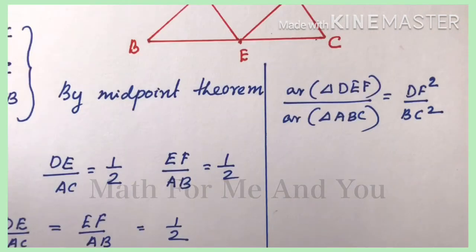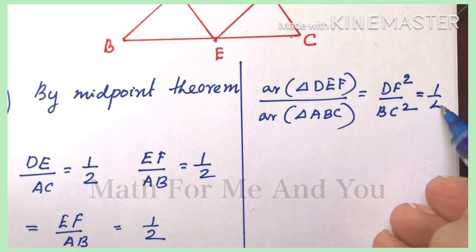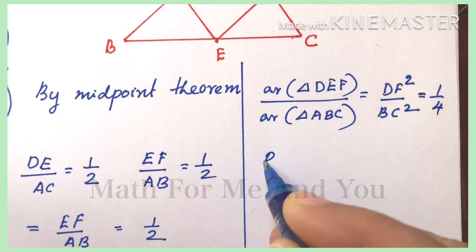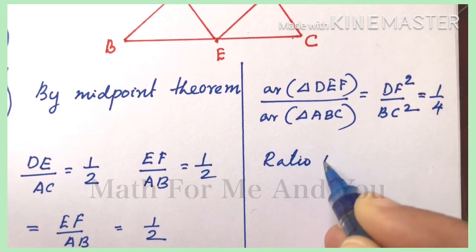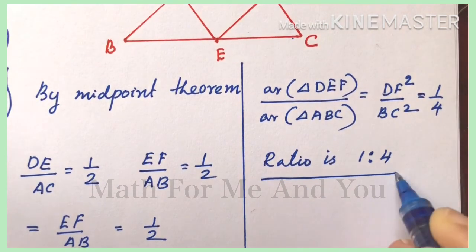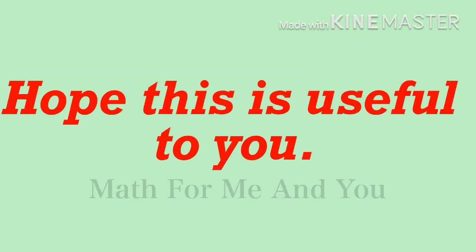They are similar. So by the theorem we can write area of triangle DEF by area of triangle ABC equals DF square by BC square. DF by BC is 1 by 2. So DF square by BC square is 1 by 2 the whole square. That means it is 1 by 4. Then the ratio is ready. What is the ratio? The ratio of the areas of the given two triangles is 1:4. 1 by 4 means it is 1:4.